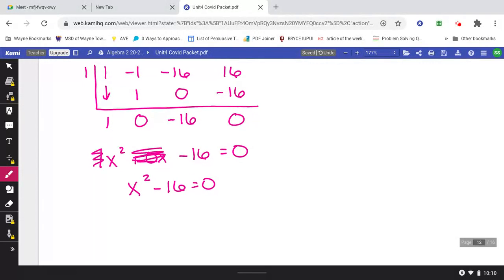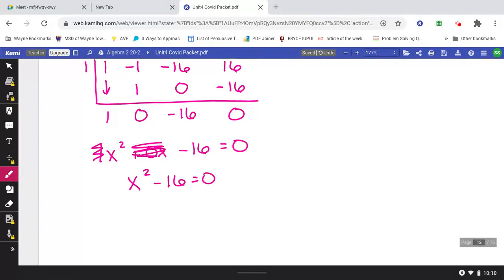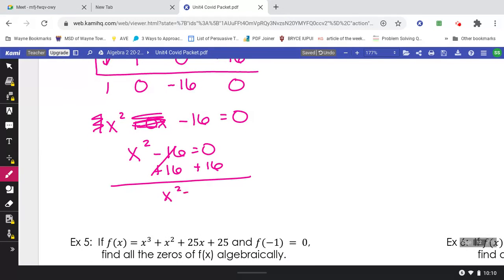Instead of factoring this one, I'm going to solve it. I'm going to move my 16 to the other side, add it, bring down x squared equals 16. Then I'll solve that by square rooting it. When I square root, I do need a plus or minus sign. And I'll put plus and minus 4.